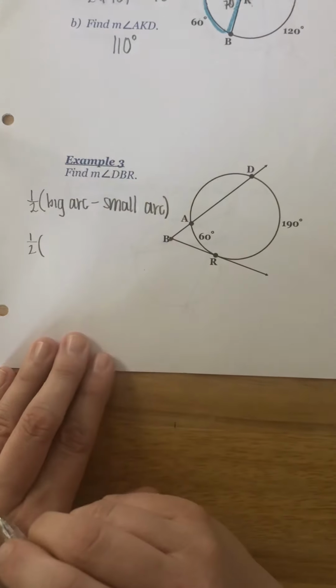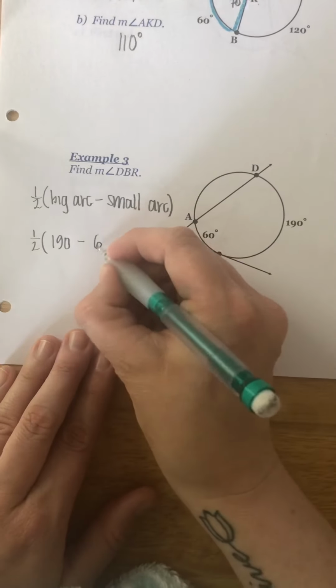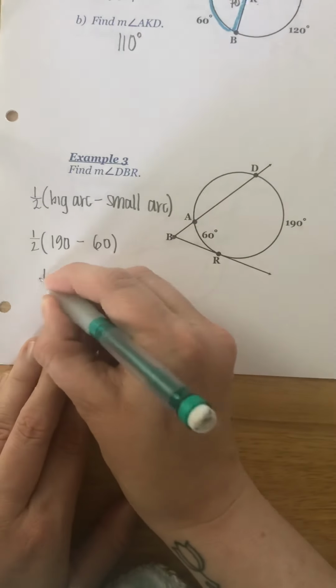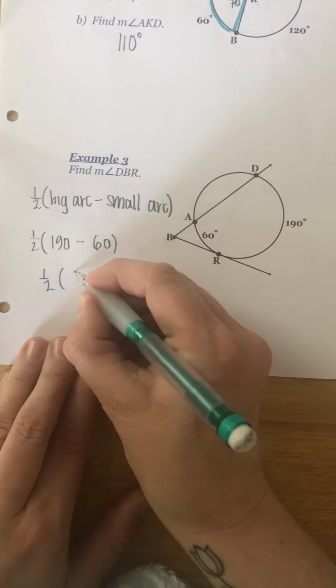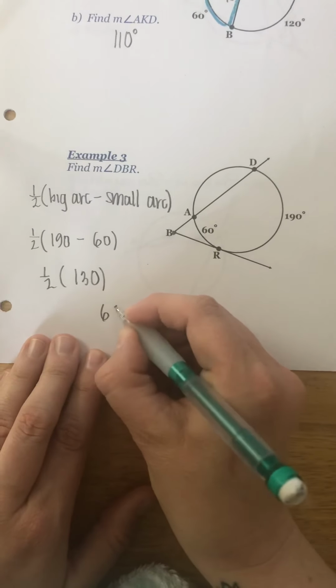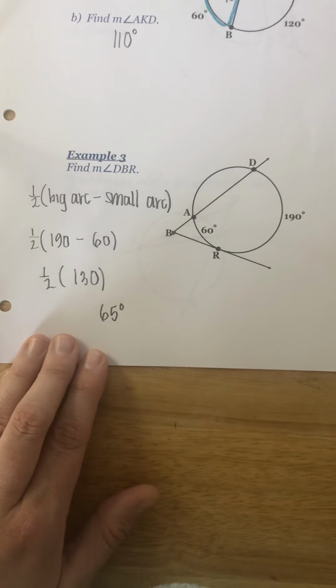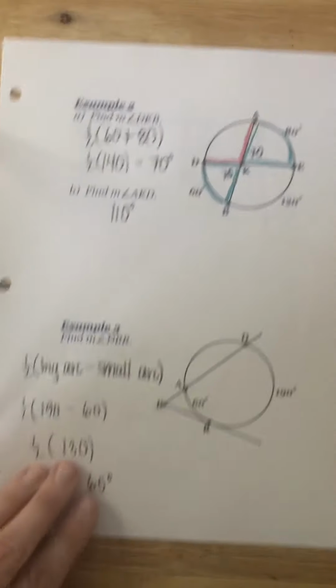According to the picture, the big arc is 190. The smaller arc is 60. So if we subtract 190 minus 60, that leaves us with 130. And half of 130 is going to be 65 degrees. So our angle measure there is 65 degrees.